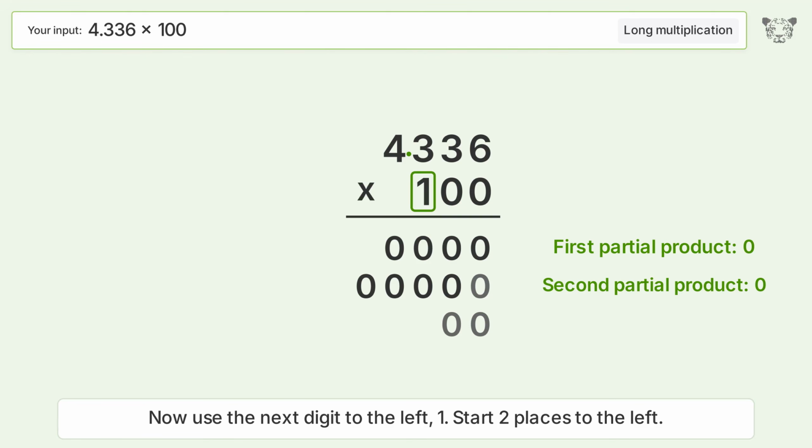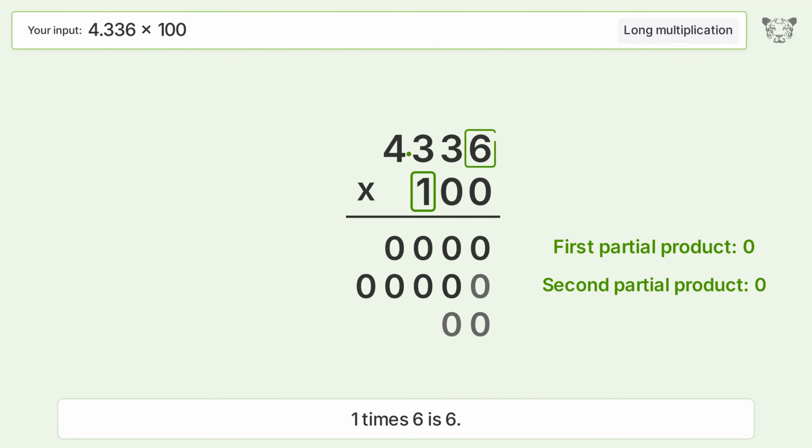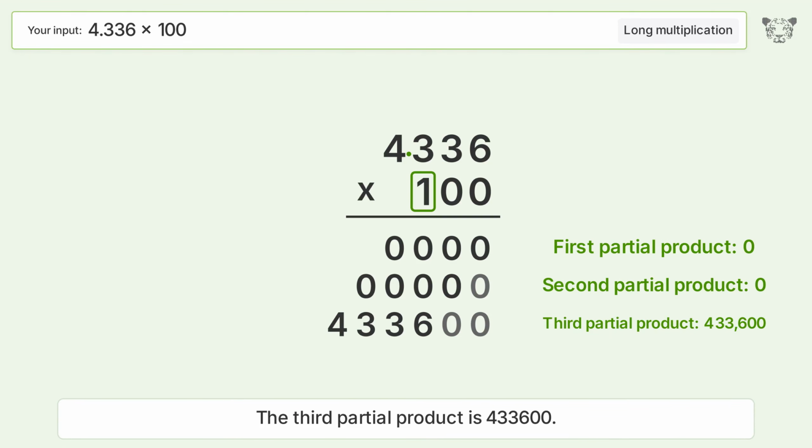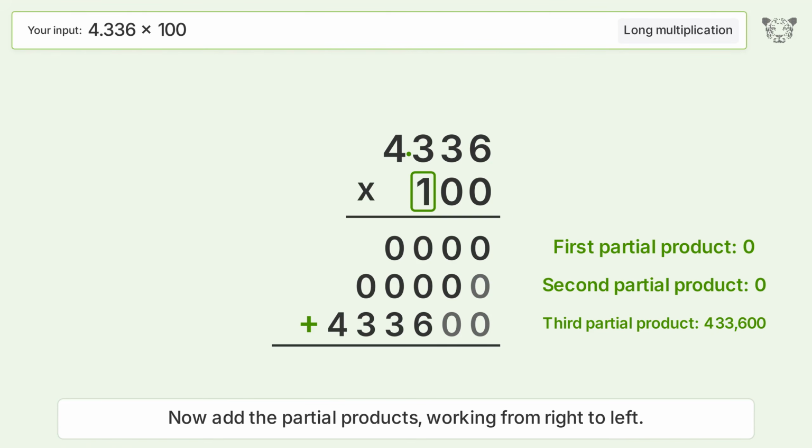Now use the next digit to the left, 1. Start two places to the left. 1 times 6 is 6. 1 times 3 is 3. 1 times 3 is 3. 1 times 4 is 4. The third partial product is 433,600.